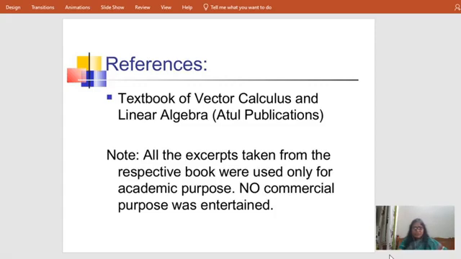Please go through the row space, column space, and null space, and then refer to the dimension definitions, that is rank of A and nullity of A, and finally conclude with the rank nullity theorem and its problems for verification.